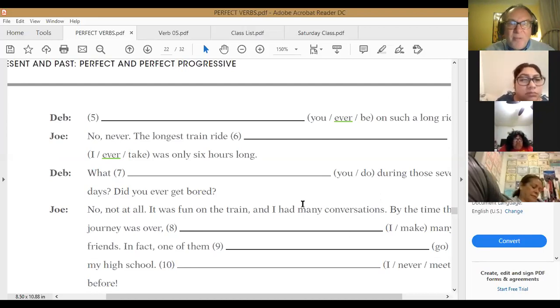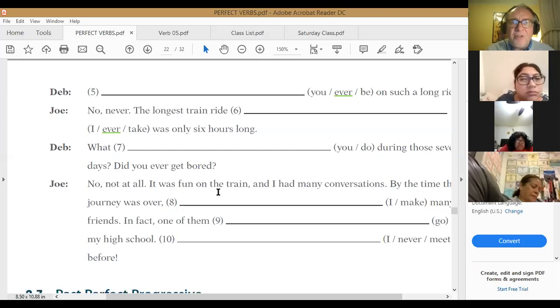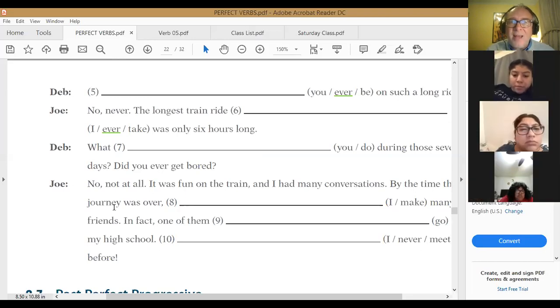So for example, did you ever get bored? Not at all. It was very fun on the train. I had many conversations. By the time the journey was over, I made or I had made? I had made, because you have that by the time there. By the time the journey was over, I had made many friends.